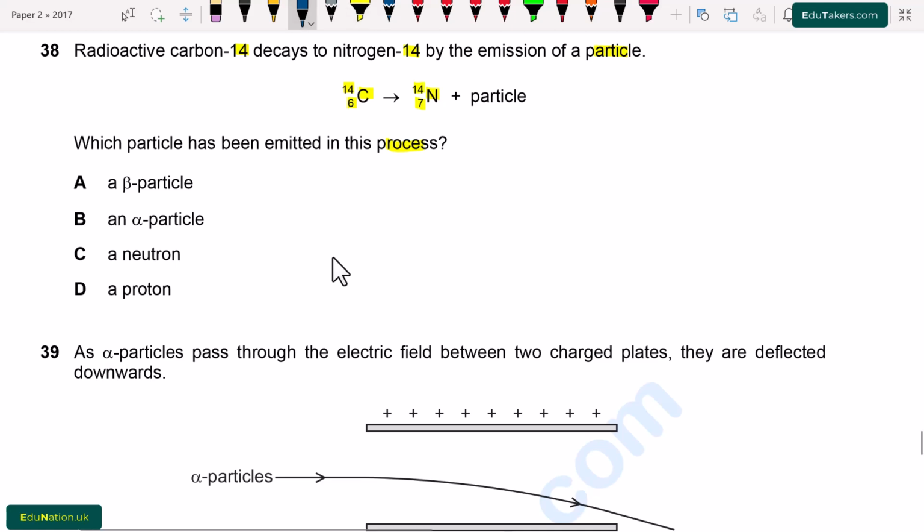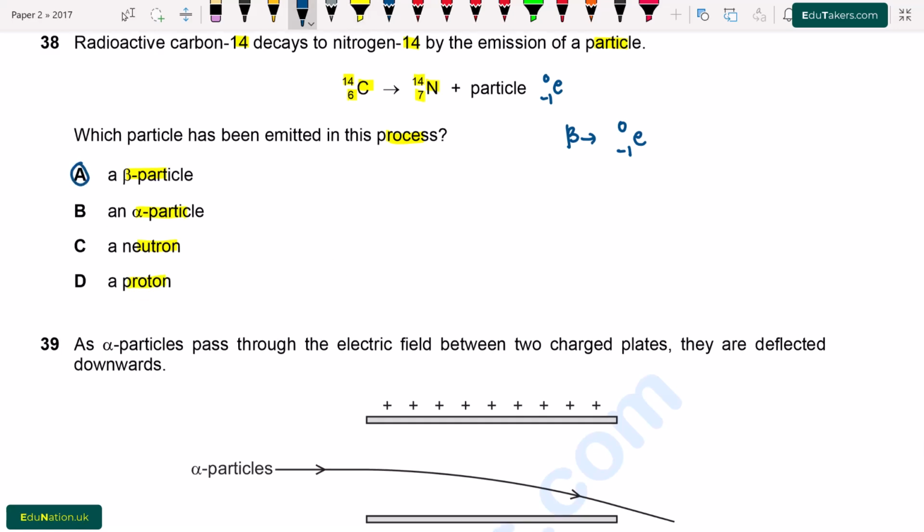So there is a particle, a beta particle, that is just like an electron, whose atomic number is -1 and mass number is 0. So this particle will be an electron, so that the atomic number and mass number on both of these sides are conserved. Now we see the options. Option A, a beta particle. B, an alpha particle. C, a neutron. D, a proton. So this is a beta particle. Option A is correct from here.